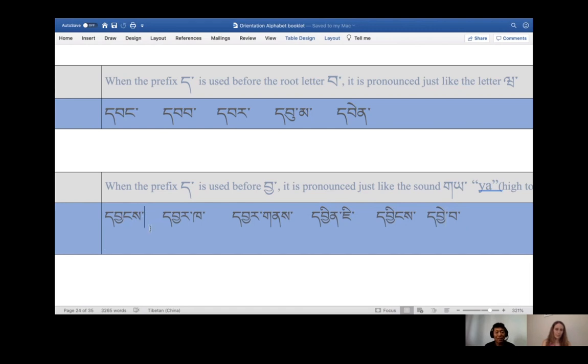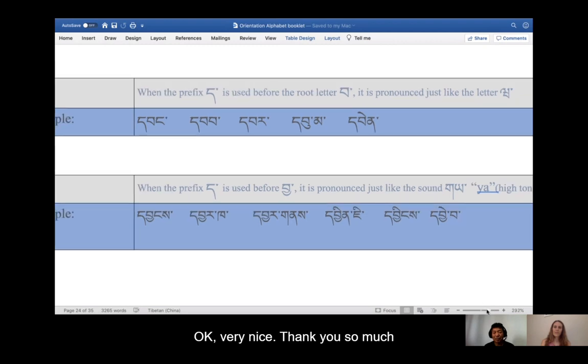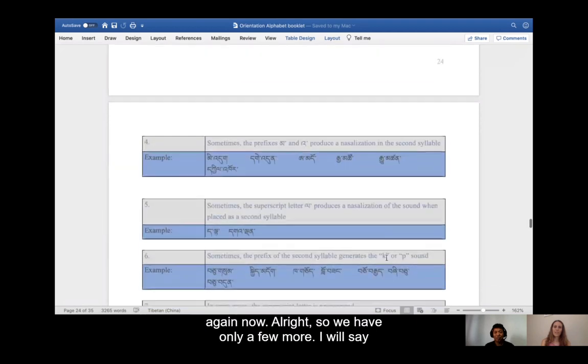So let me read once without spelling out. Yang. Yarka. Yarne. Yinchi. Yin. Yewa. Okay. Very nice. Thank you so much, Genla.